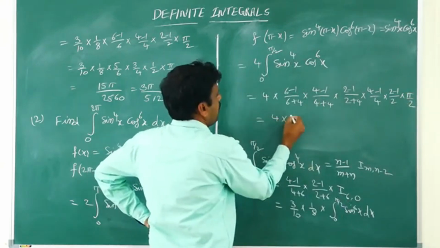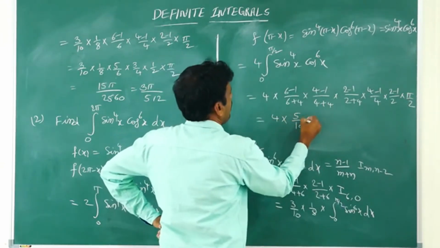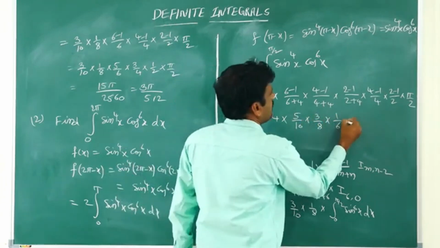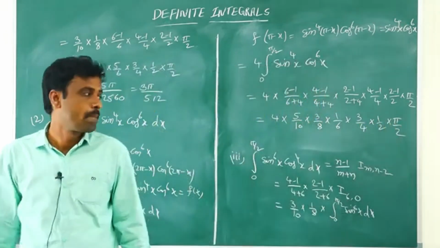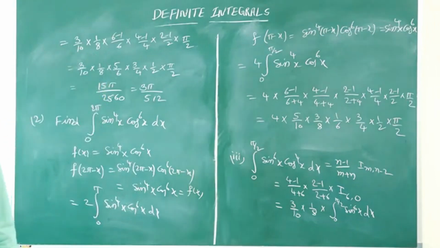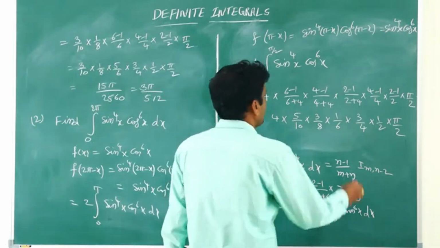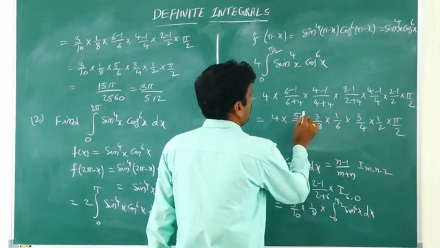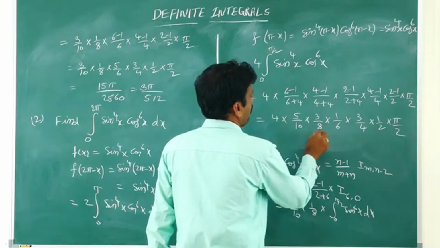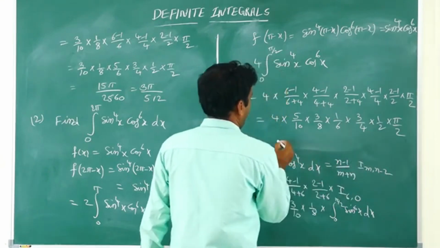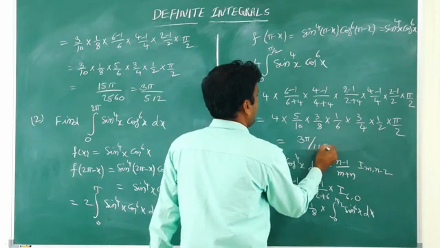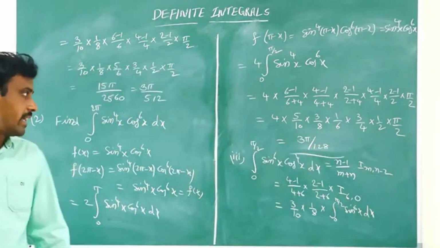That is 4 into 5 by 10, 3 by 8, 1 by 6, 3 by 4, 1 by 2, and pi by 2. 4 into 5 by 10, 3 by 8, 1 by 6, 3 by 4, 1 by 2, pi by 2. 3 twos, 5 twos. 2 to 4, 4 twos 8, 8 into 8, 64 into 2, 128. So the answer is 3 pi by 128.